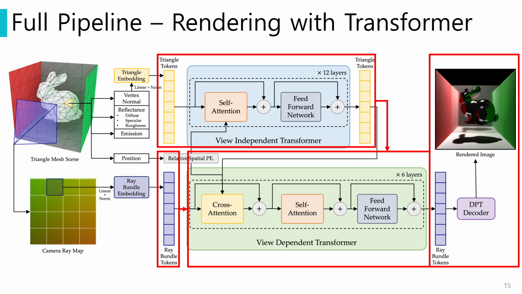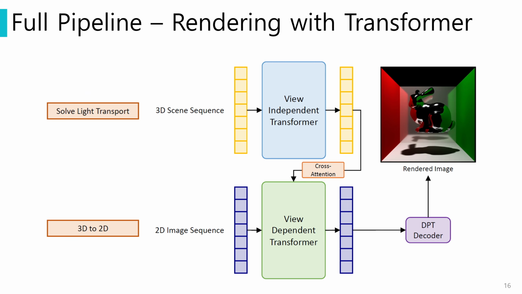Finally, with both the 3D scene sequence and the 2D view sequence prepared, the core rendering process begins. This is handled by the two main transformer stages. This simplified diagram clearly shows their distinct roles. The first, the view-independent transformer, takes the 3D scene sequence. Its only job is to solve the light transport. It calculates all the global illumination effects and outputs an updated sequence of lit triangle tokens.